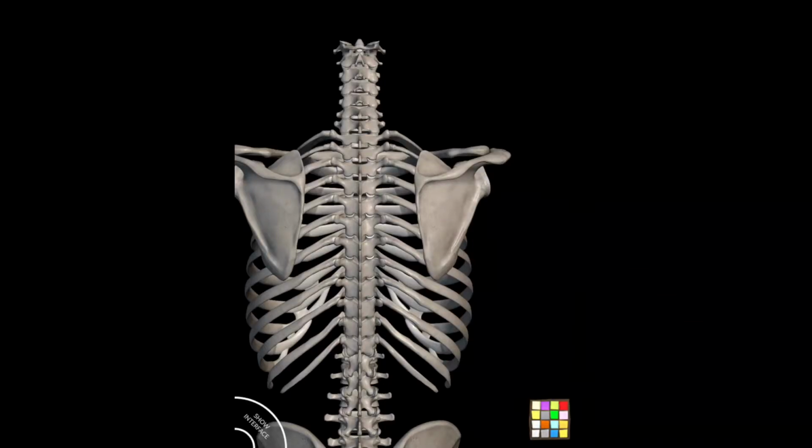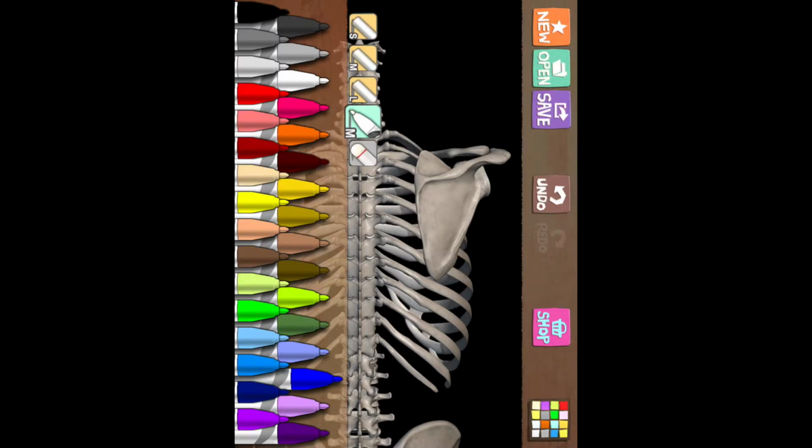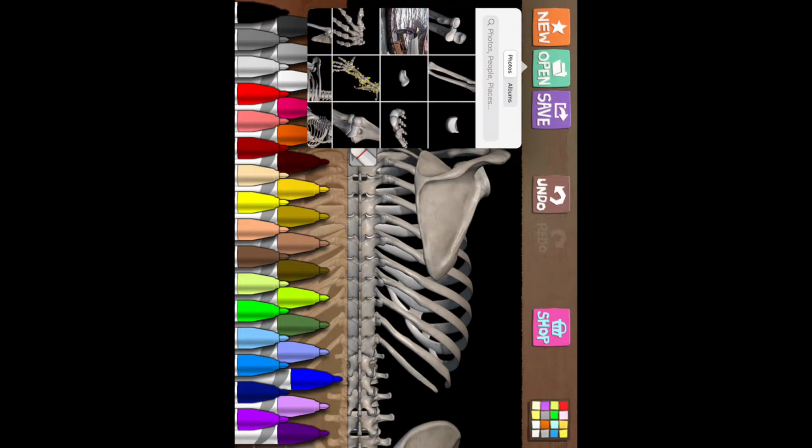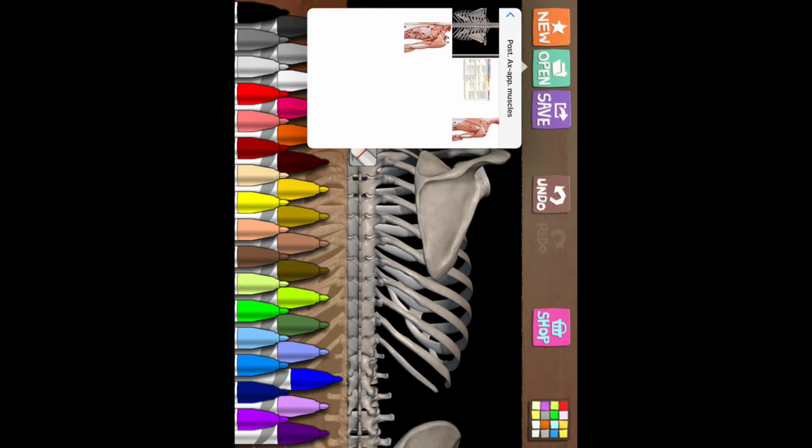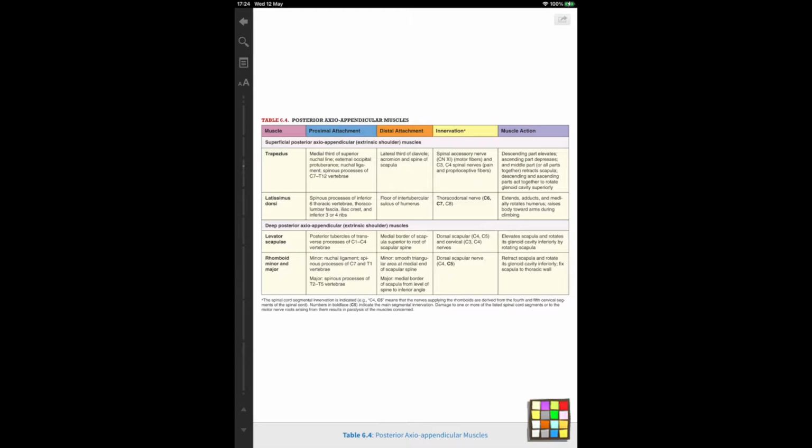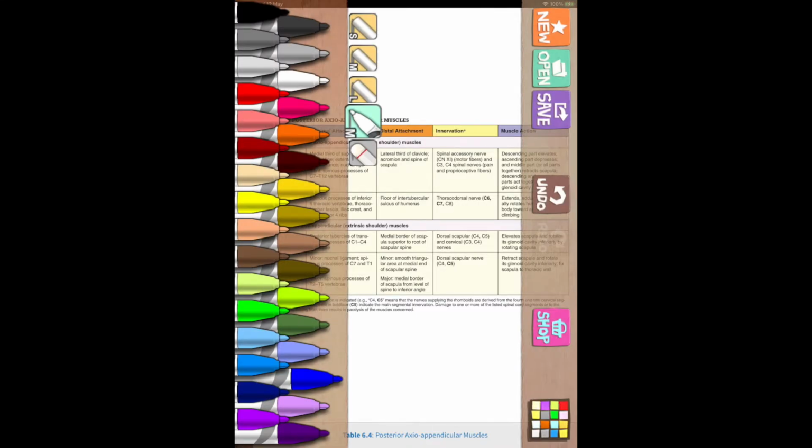Hi, this is almost everything you'll need to know about the posterior axio-appendicular muscles, or the posterior muscles of the shoulder girdle. There are 4 muscles in this group, and there's a table in your book which summarizes them. Table 6.4 perhaps. So the 4 muscles are in 2 groups themselves. There's a superficial group, which is trapezius and latissimus dorsi, and a deep group, which is levator scapulae and the rhomboid muscles, rhomboid minor and major, essentially the same muscle with an interval between them, so they're considered together.